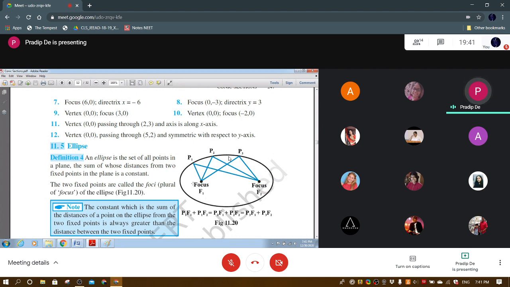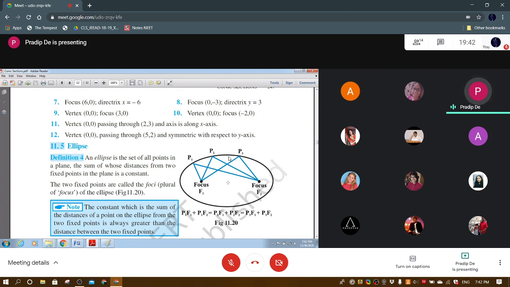If I join these 2 points F1 and F2 with a straight line and extend it, then that line will be a line of symmetry of this ellipse. The midpoint of F1, F2 is the center of the ellipse.